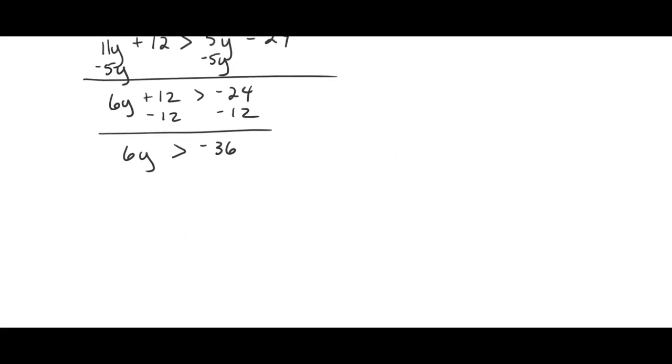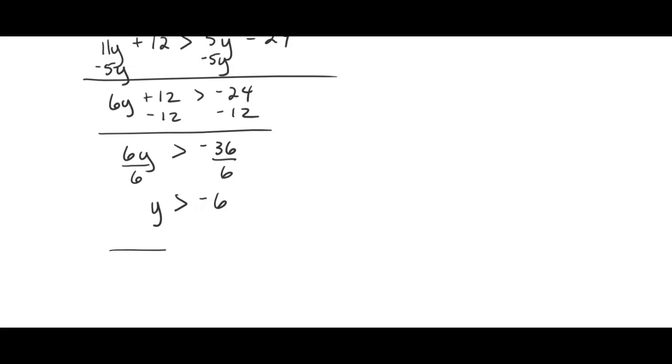Okay, so now I'm going to divide both sides by 6. So I have y. Now, did I divide by a negative number? No. So the inequality stays the same. It's going to stay a greater than. So y is greater than, and what's negative 36 divided by 6? Negative 6. Right? A negative divided by a positive is negative. So that's the statement: y is greater than negative 6.